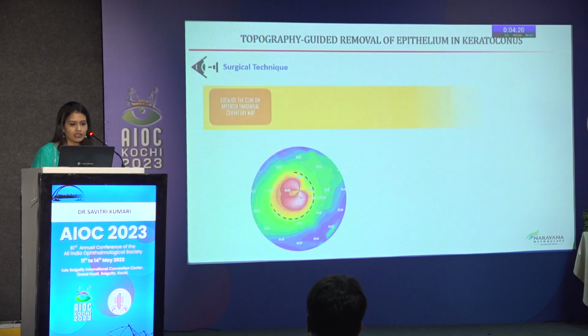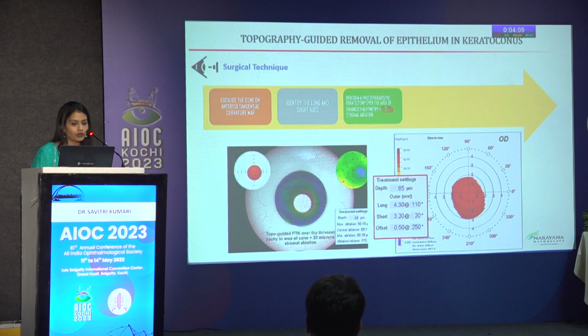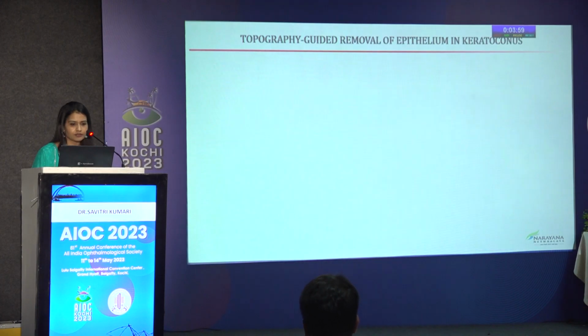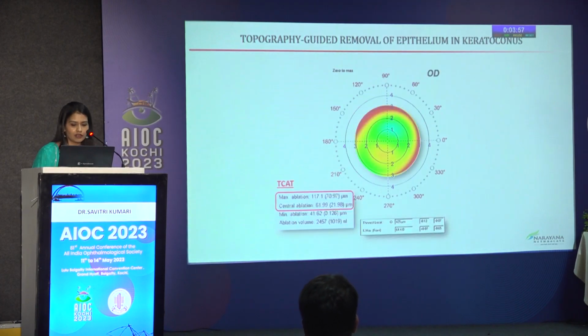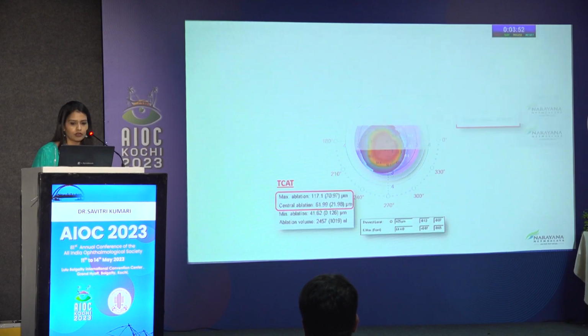So how do we plan this? First of all, we localize the cone on the anterior tangential curvature map. Then we identify the long and the short axes. Then we perform a PTK over the area of thinnest pachymetry along with 15 to 20 microns of stromal ablation. Then manual removal of the epithelium around the cone area is done, which is followed by accelerated cross-linking. So here we can see that in the same eye, TREC is ablating lesser amount of stromal tissue.